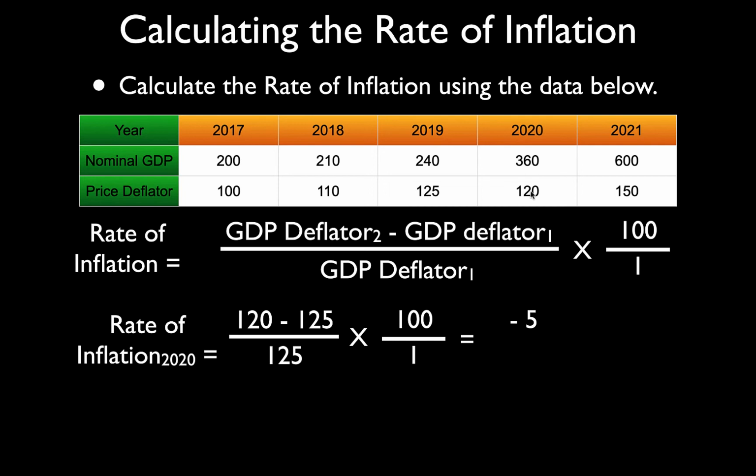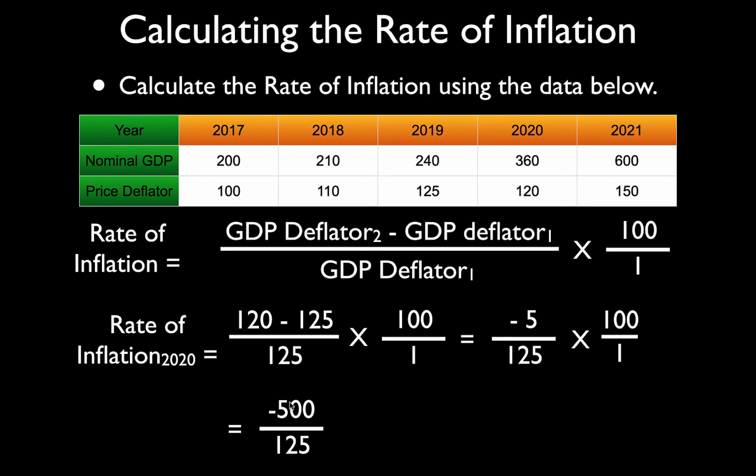So let's look at what that means. So again, it's the second index value minus the first index value divided by the first index value, all multiplied by 100 over 1. Well, 120 minus 125 is minus 5, guys. Please be careful of that. And that's still over 125. And then what we have to do is multiply by 100 over 1. Well, minus 5 times 100 is minus 500. And then 125 by 1 is 125.